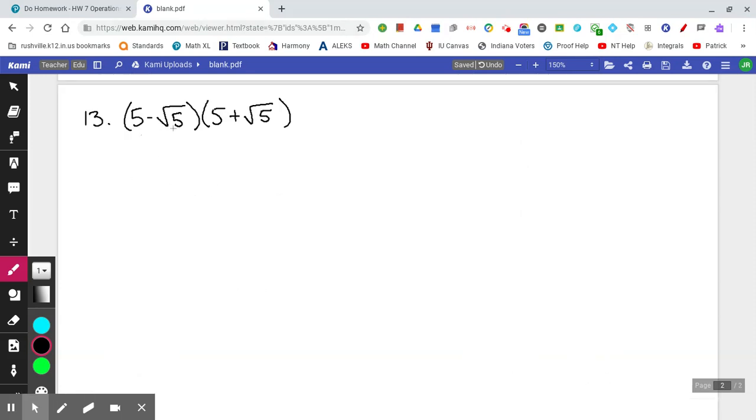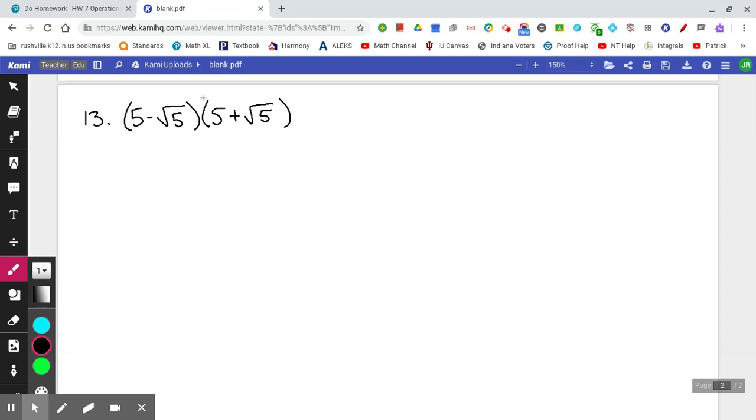Okay, question number 13, some more of the double distribution. However, on question 13, I hope you recognize that we have conjugates. 5 minus the square root of 5 times 5 plus the square root of 5. These are conjugates, which means that when I go through and I multiply these, my radicals are going to get rid of each other. So I'm not going to have any radicals whenever you multiply conjugates. If you had imaginary numbers, if you have radicals, those go away. And it just takes you back to a real whole number.